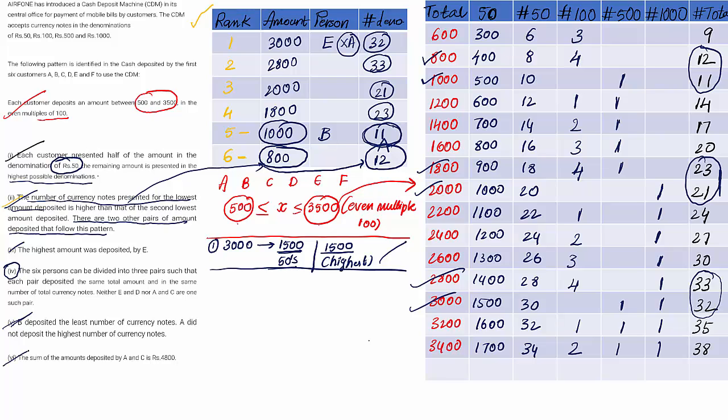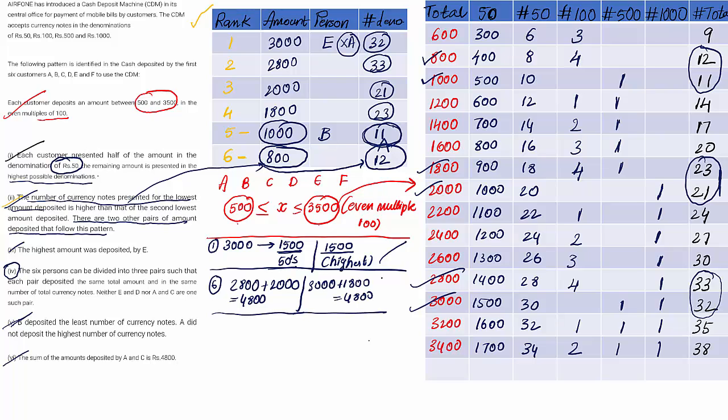And let's go into point number 6. The sum of amounts deposited by A and C is 4,800. What numbers from this table would give you 4,800? I would get 2,800 and 2,000. 2,800 and 2,000 would give you 4,800, and also 3,000 and 1,800. 3,000 and 1,800 should give 4,800.